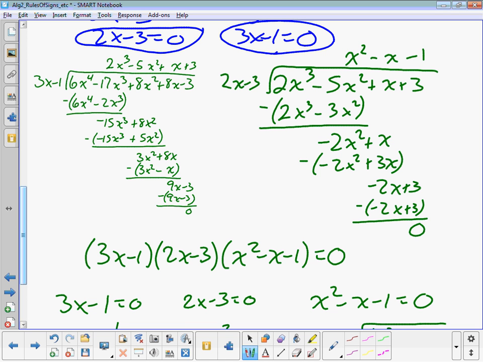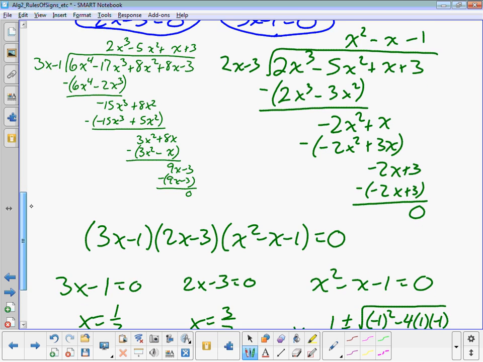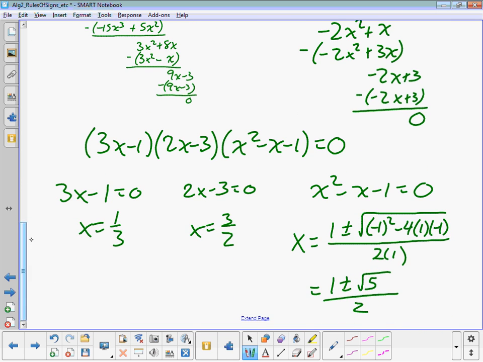Well, the 2x minus 3 equals 0 was already one that we had. It was the 3 halves, and the 3x minus 1 equals 0 was our other one, which was our 1/3. So that just means I've got to use the quadratic formula on the last one, and I get 1 plus or minus the square root of 5, all divided by 2.